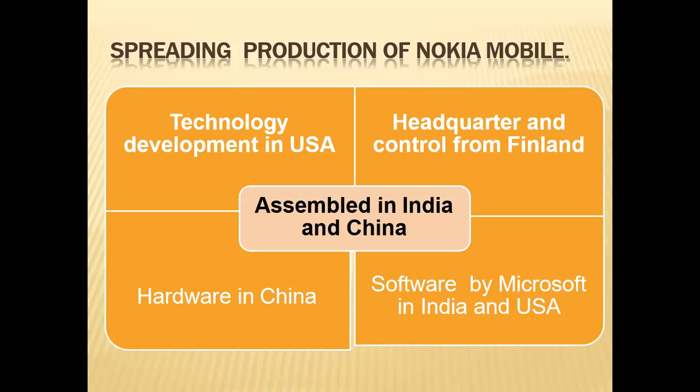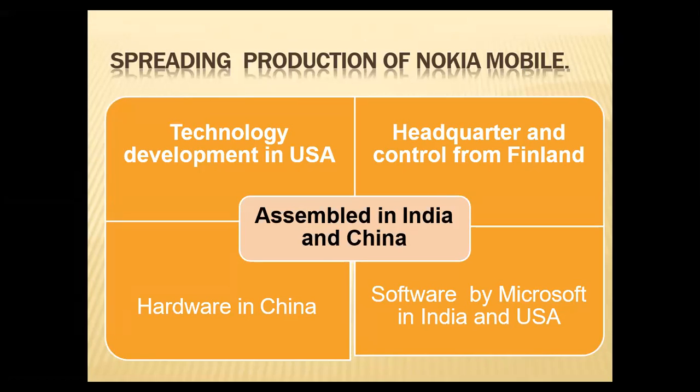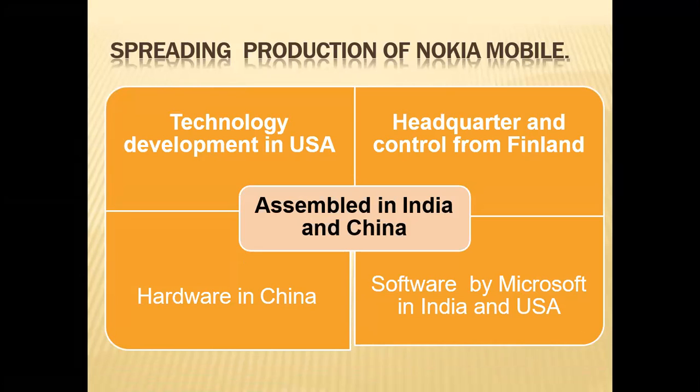So, what do you think helped in getting production across the countries? For example, let's take Nokia Mobile. Let's say the technology for the mobile is developed in USA, but the headquarters is in Finland, and everything is controlled from Finland. The hardware is made in China, and the software is made by Microsoft in India and in USA. And all this together is assembled in India and China.